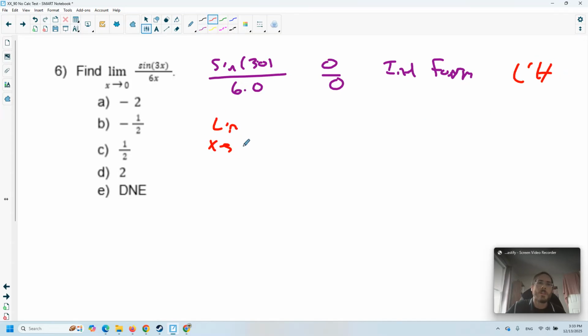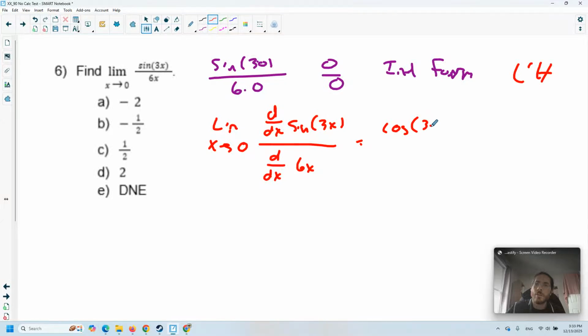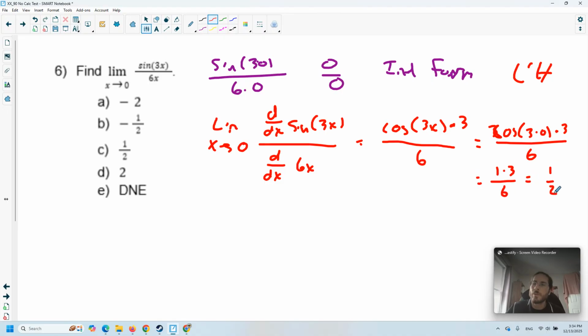I'm doing L'Hopital. So the limit as x approaches 0 of the derivative of sine of 3x over the derivative of 6x. The derivative of sine is cosine of 3x. We have to use the chain rule, so we put the 3 out front. The derivative of 6x is just 6. If I plug in, cosine of 3 times 0, times 3, over 6. Cosine of 0 is just 1, so 1 times 3 over 6 is 1/2. So that's going to be C.